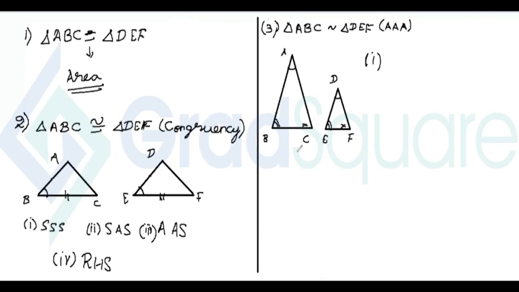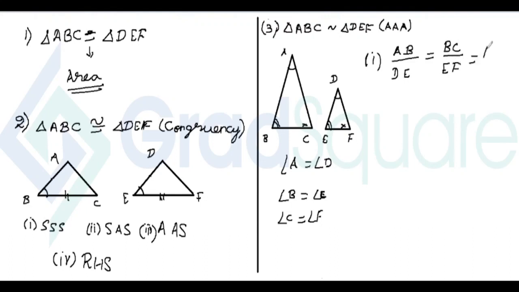So what do I mean by corresponding? If I look at this figure, angle A and angle D are equal, right? So A and D are corresponding vertices. Similarly, B and E are corresponding vertices, and C and F are corresponding vertices. So if I want to find a pair of corresponding sides, and if I take side AB of triangle ABC, then the corresponding vertex of A is D, and of B is E. So AB and DE are corresponding sides. Similarly, BC and EF are corresponding sides, and AC and DF are corresponding sides. So the ratio of corresponding sides is equal is this property.